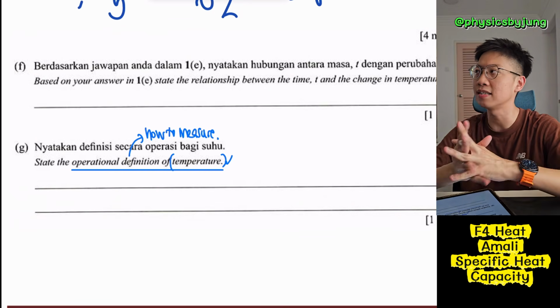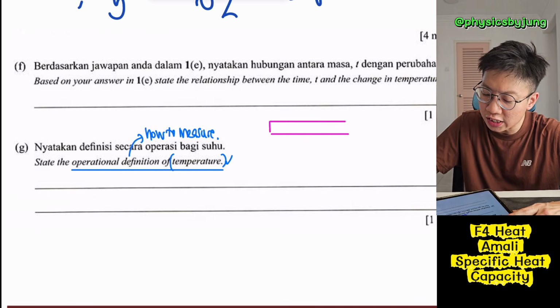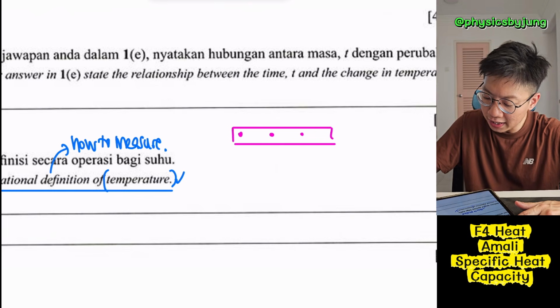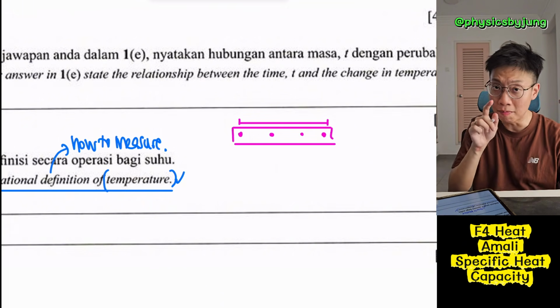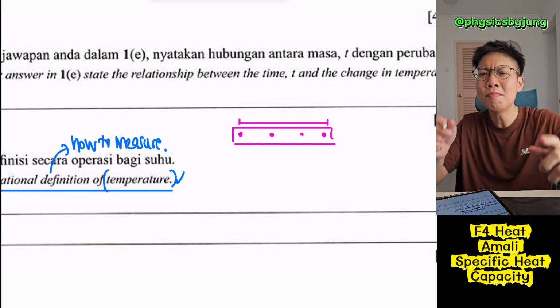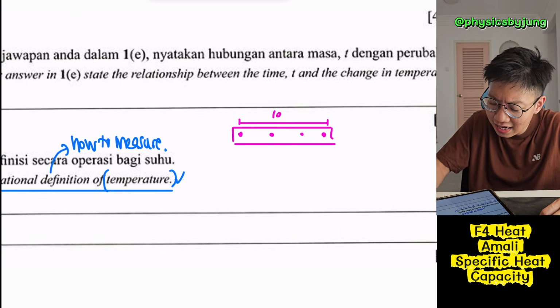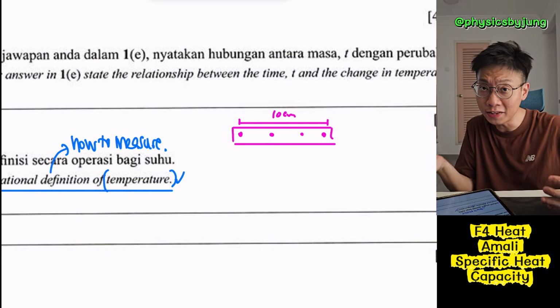Let's say maybe they ask about the ticker tape, how to measure the distance traveled by the trolley. So we can say, we measure the distance between the dots by using a meter rule. So how to know the trolley travels how much? You measure the distance between the dots, because this distance, like let's say 10 cm, is the trolley tarik 10 cm, means your trolley moves 10 cm.